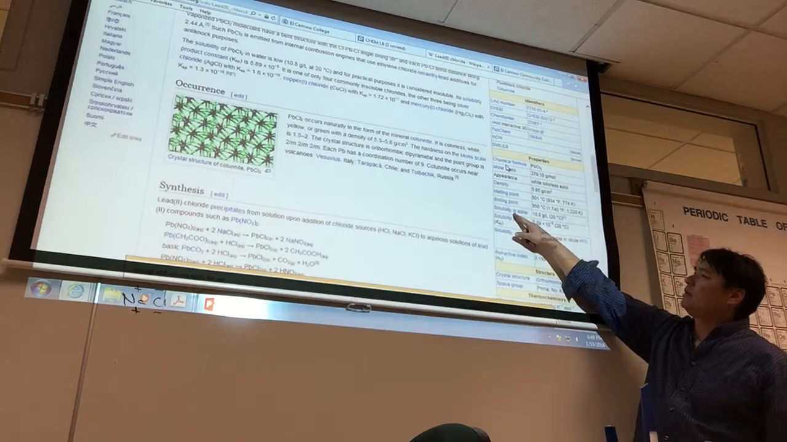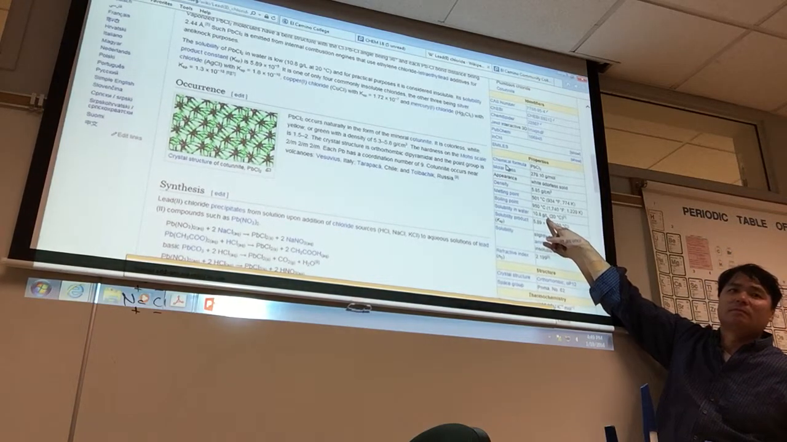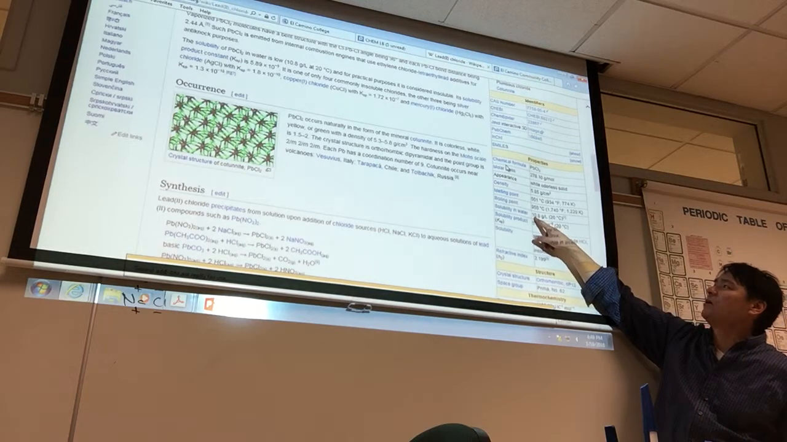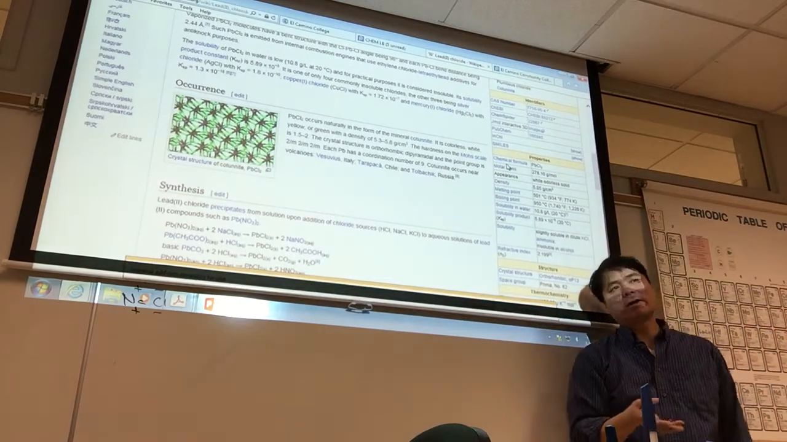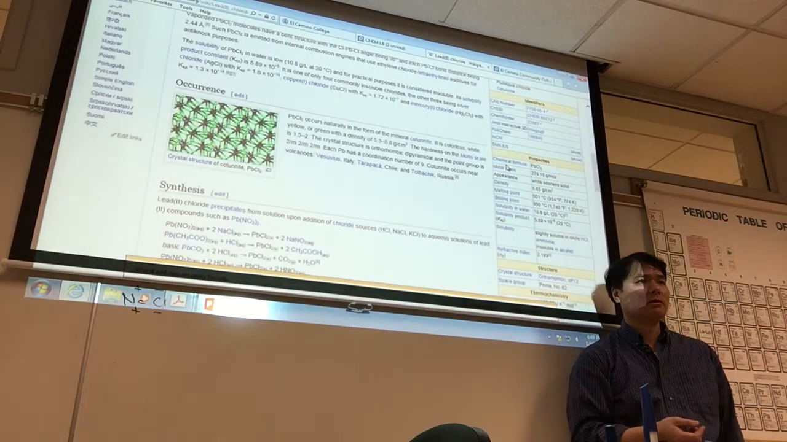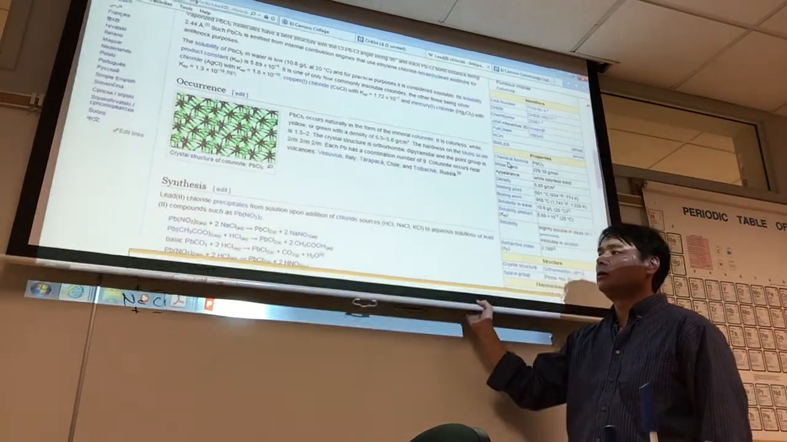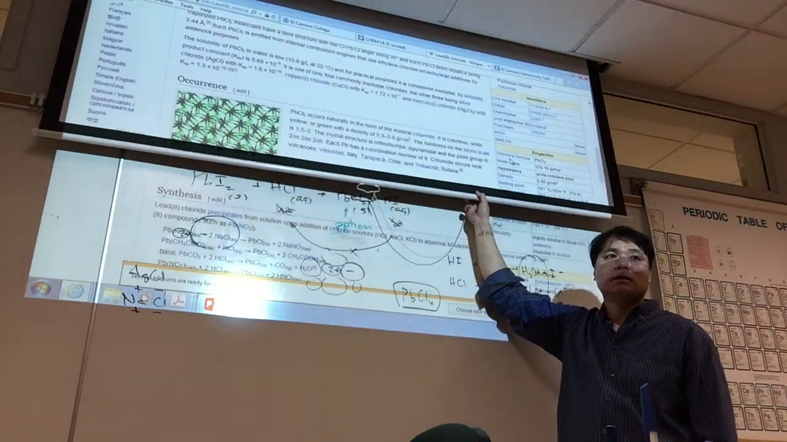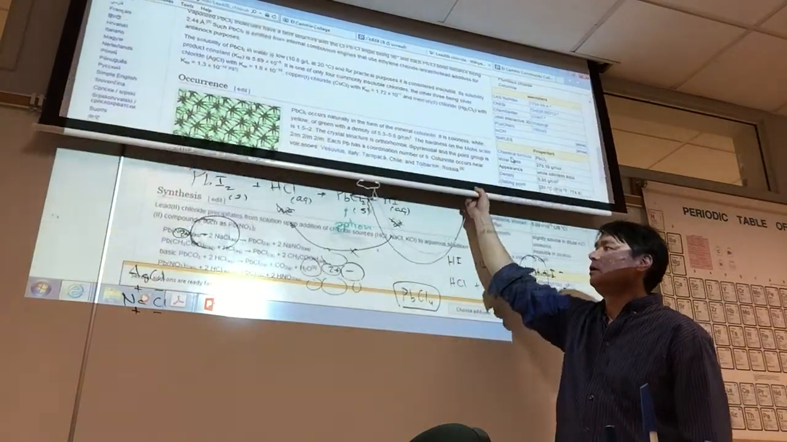Okay, let's look at PbCl2. For PbCl2, we could get 10.8 grams in a liter. So 10.8 grams in a liter, well, for 100 milliliters, we just move the decimal. And so for PbCl2, we can put 1.08 grams per 100 milliliters. So which one's more soluble? PbI2 or PbCl2? It turns out that PbCl2 is more soluble than PbI2.